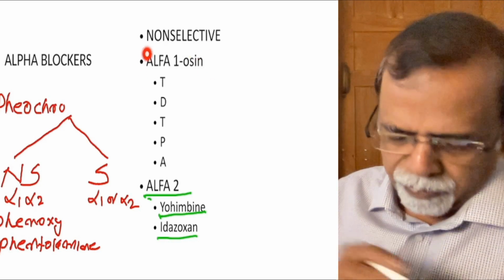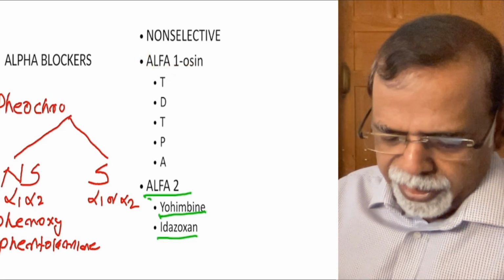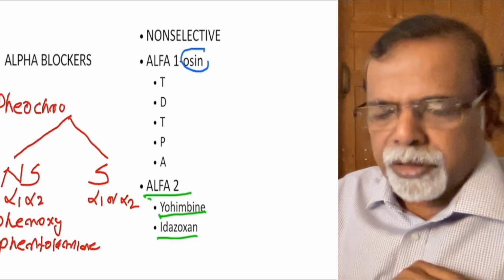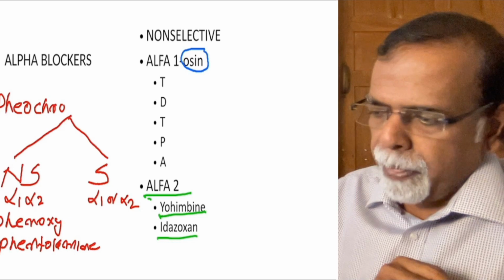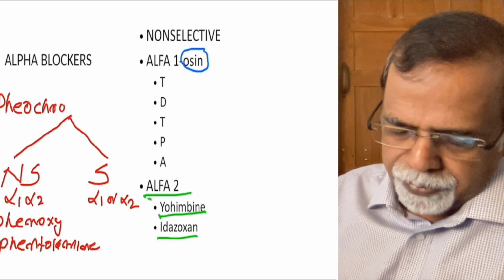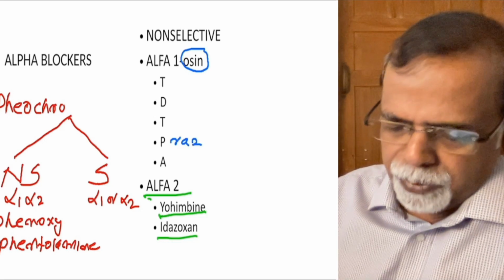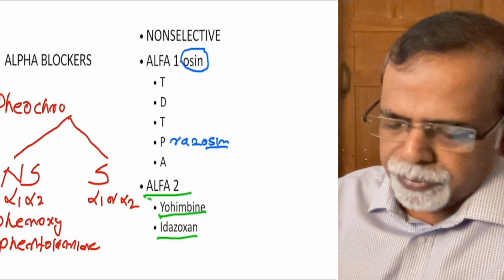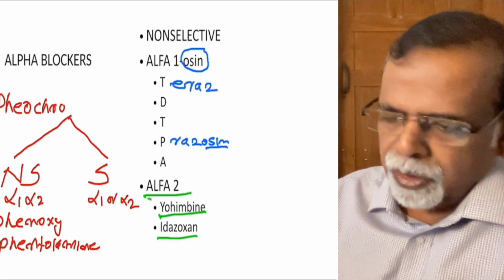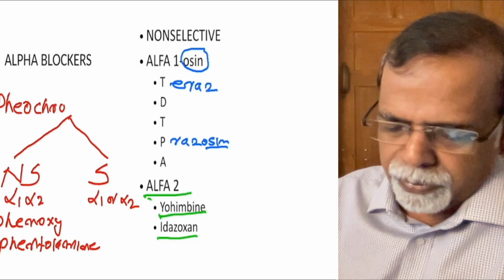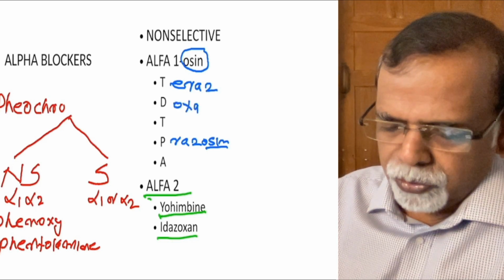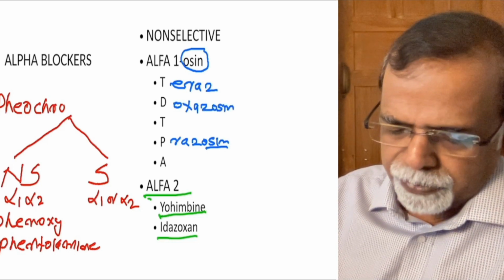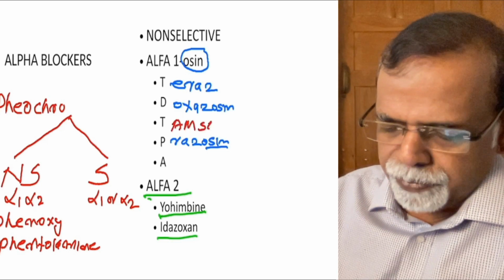Alpha 1 blockers usually end with "osin". So that is how you can easily remember. They are prazosin, terazosin, and doxazosin. You can see the "osin" is there. An important drug you should remember is tamsulosin.